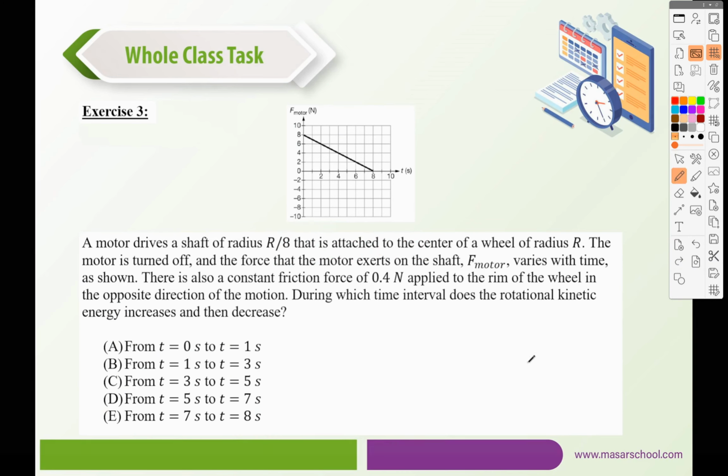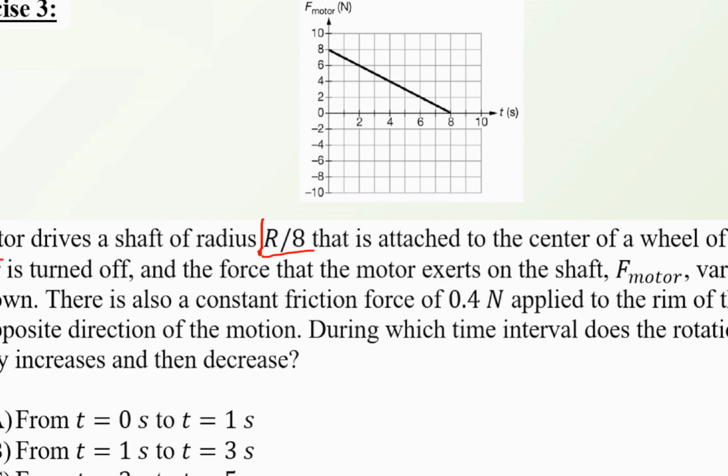Now a motor drives a shaft of radius r over 8. So the motor is being applied at a radius r over 8 that is attached to the center of a wheel of radius r. The motor is turned off and the force that the motor exerts on the shaft, F motor, varies with time as shown. So here what's happening is that a motor is driving initially a shaft, but it's being applied for a radius r over 8.